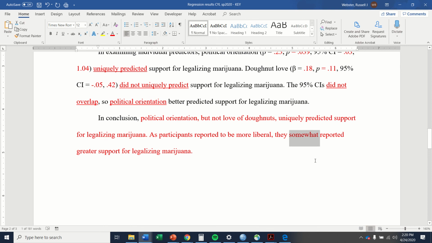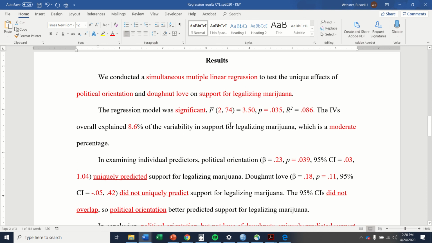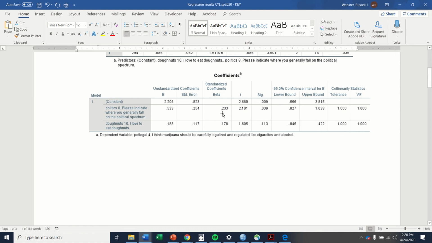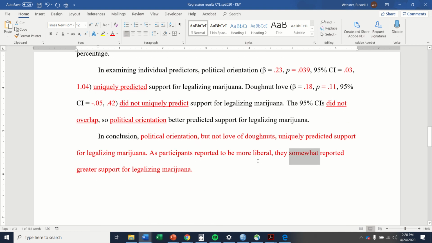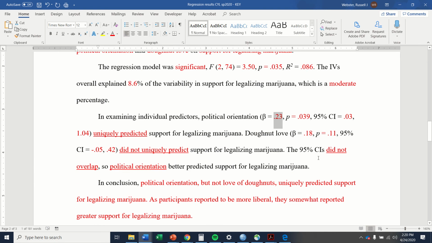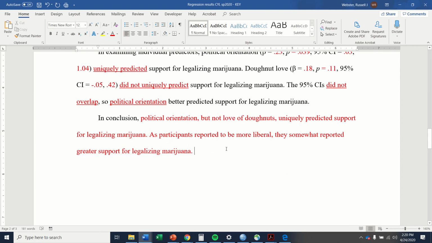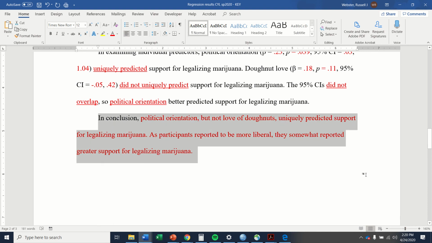I'm using somewhat because the IVs overall explained about 8.6% of the variability. That was a moderate percentage. If we look at the beta value here, for political orientation it was 0.23. And if we're treating that like a correlation value, this would be a moderate relationship. So that's why I'm saying somewhat. So as participants reported to be more liberal, they somewhat reported greater support for legalizing marijuana. So that's our conclusion for the check your learning exercise.